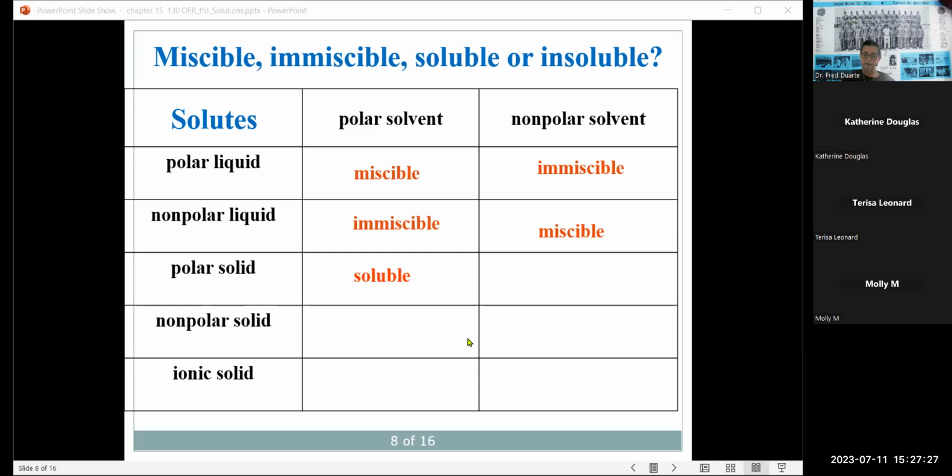Polar solid in a polar solvent should make it soluble, and insoluble in a nonpolar solvent. A nonpolar solid would be insoluble in a polar solvent, but very soluble in a nonpolar solvent. An ionic compound like sodium chloride, with respect to solubility in the polar solvent, would have to be water, and we have to check the solubility. And definitely insoluble in the non-polar solvent.